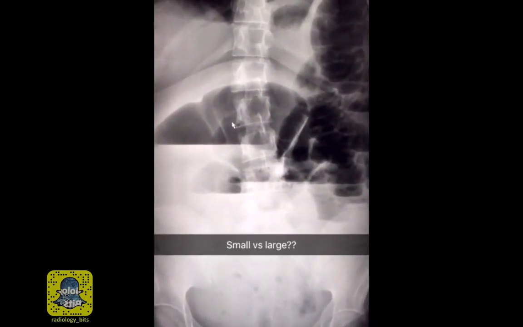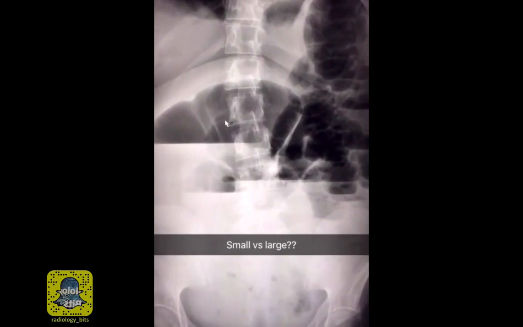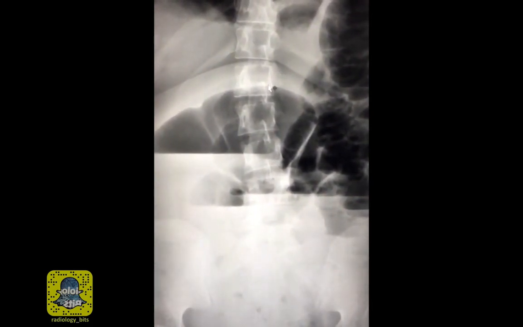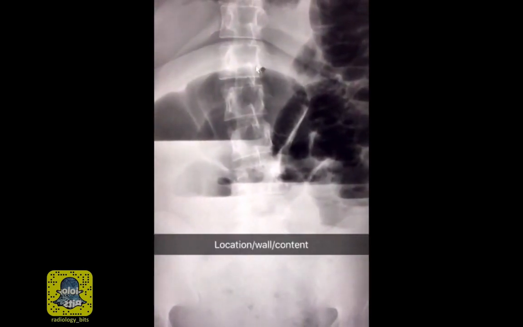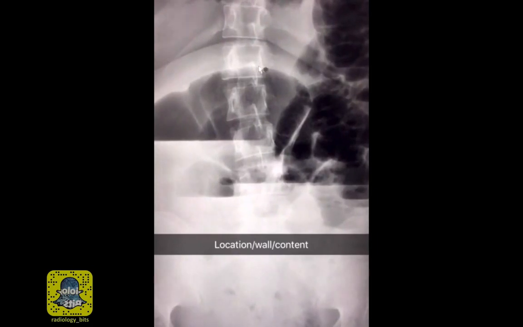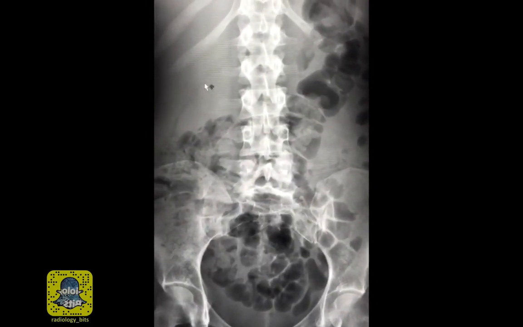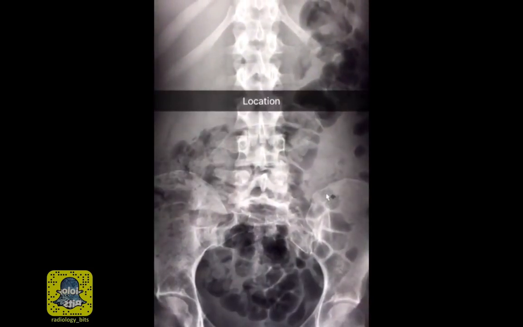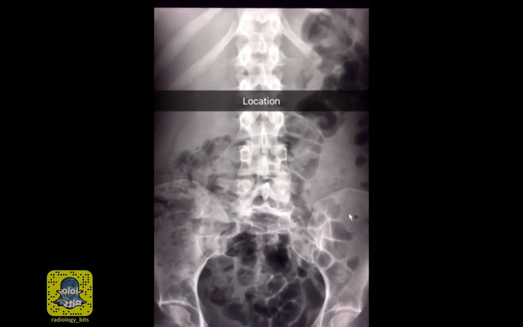Now an important question is how to differentiate small from large bowel loops on an abdominal X-ray. There are three things that you could assess to differentiate these two types of bowel loops. One is location, second is the wall appearance, third is the internal content appearance. Here's a different normal case with a supine abdominal X-ray. So let's start with the normal location or distribution of the bowel loops within the abdomen.